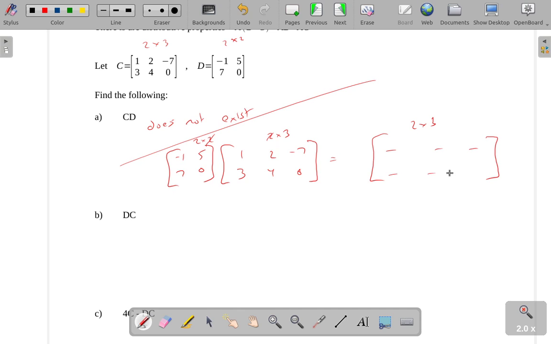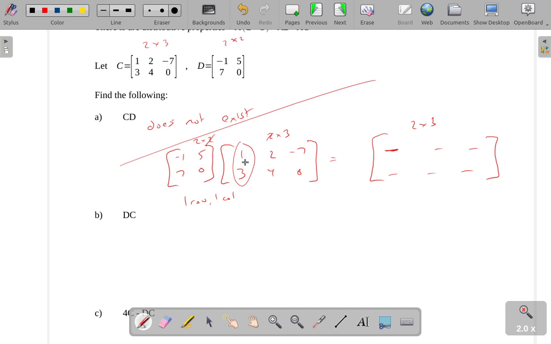These are the entries that are going to be in there. I'm going to figure out what each of them is individually. This first entry is the first row, first column. I'm going to take the first row of the first matrix and the first column of the second matrix. You can see there are 2 entries here and 2 entries here. This is why we needed the inner dimensions to match. We needed those numbers to match up.